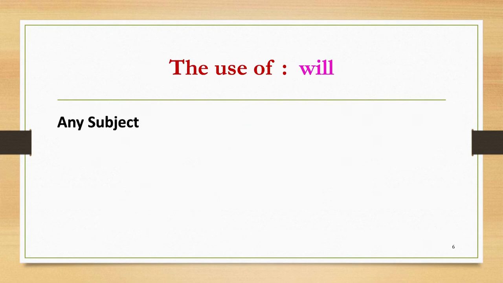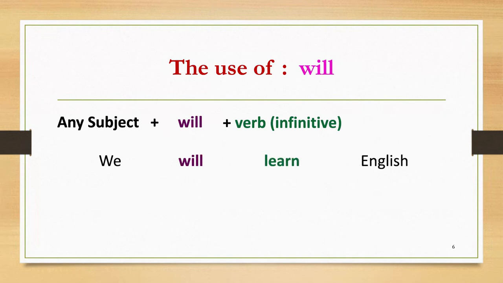To make sentences with will, we use any subject, which means all the subjects: I, we, you, they, he, she, it, plus will, plus the verb at its infinitive form. So we don't conjugate the verb after will. It's a modal verb, so the verb after will should be at the infinitive. Example: we will learn English.